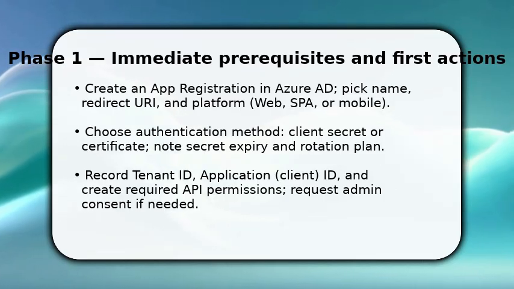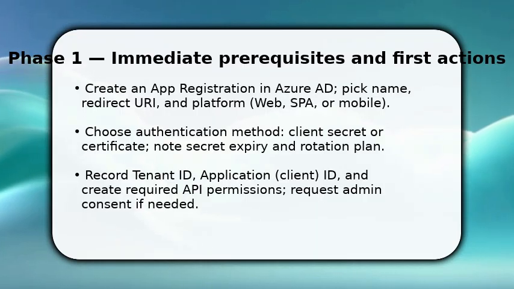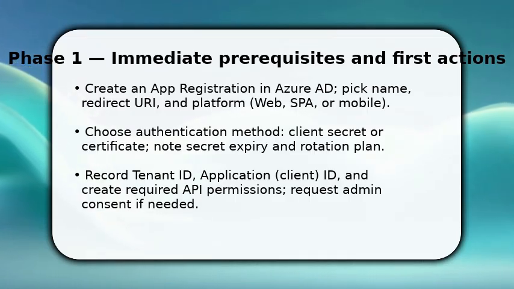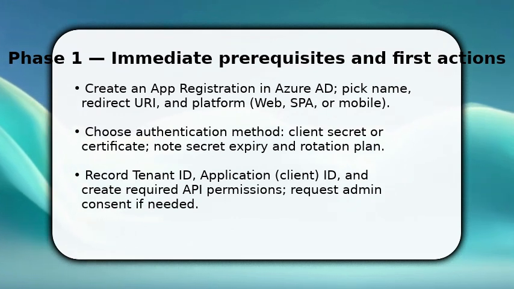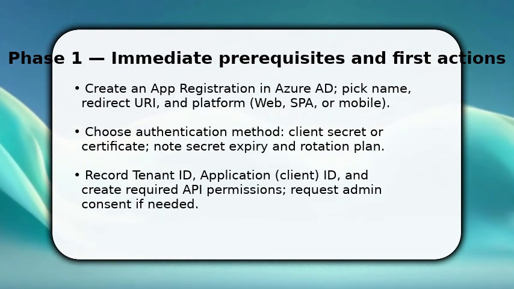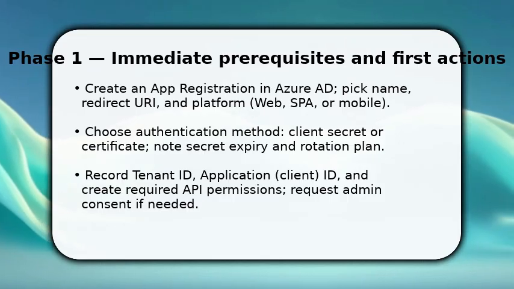Next, pick an authentication method. Client secret for simplicity or certificate for better security, record secret expiry, and plan rotation. Finally, note your tenant ID and application client ID, add API permissions the app needs, and request admin consent when required. These values power the token requests you'll make next.